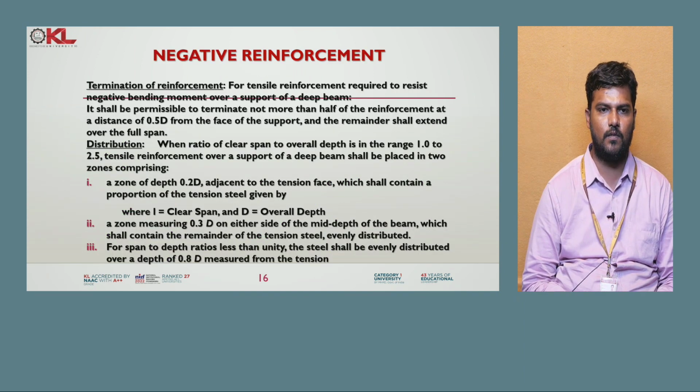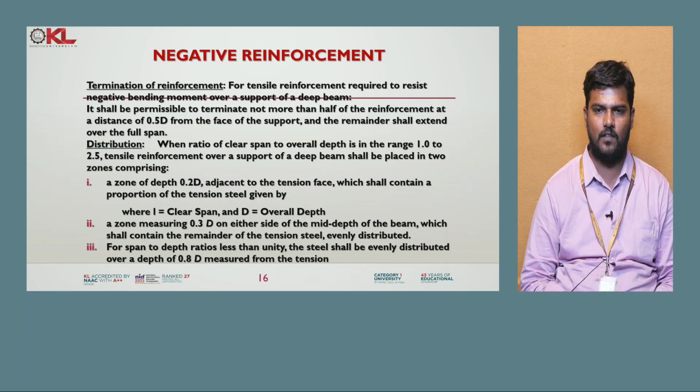And coming to termination of the reinforcement, for tensile reinforcement it shall be permissible up to a distance of 0.5 D, whereas when the ratio of clear span to overall depth is in the range of 1 to 2.5, a zone of depth 0.2 D adjacent to the tension face should contain a proportion of the steel, where L is the clear span and D is the overall depth, and also a zone measuring 0.3 D should be provided. For span to depth ratios less than unity, the steel should be evenly distributed over a depth of 0.8 D measured from the tension face. This is the second topic in CO2. Thank you all.